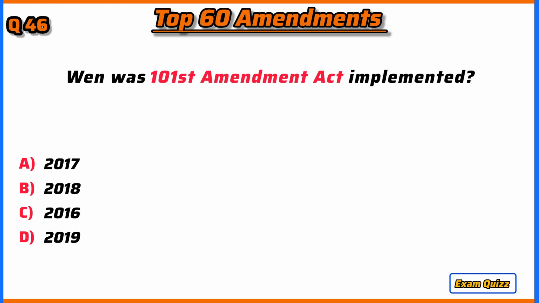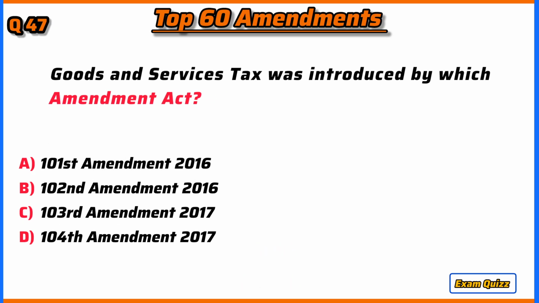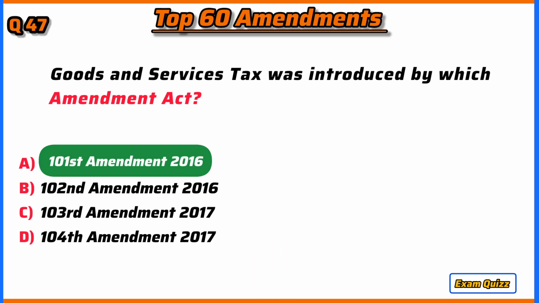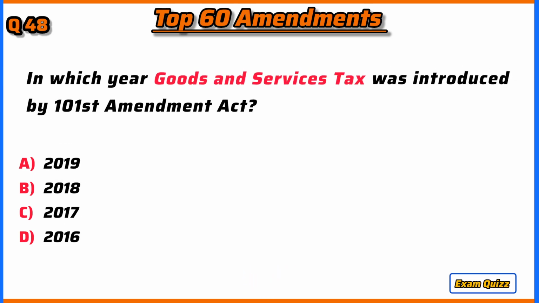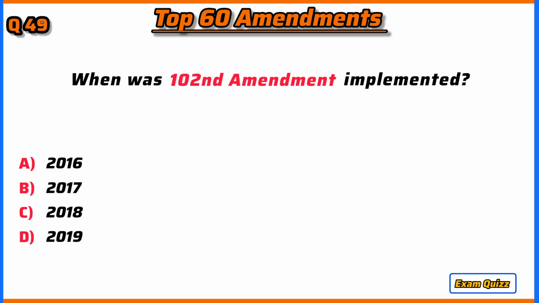When was the 101st Amendment Act implemented? Goods and Services Tax was introduced by which Amendment Act? In which year was Goods and Services Tax introduced by the 101st Amendment Act? When was the 102nd Amendment implemented?